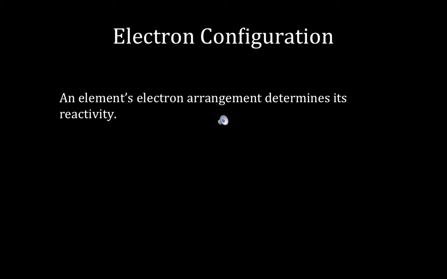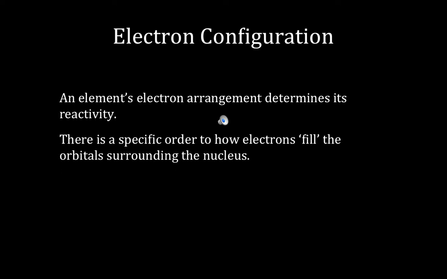Electron arrangement is hugely important to an element because it determines whether it's reactive or not and how it will react. And we want to get good at coming up with electron configurations, and that means figuring out how electrons will fill the orbitals that surround the nucleus of an atom.